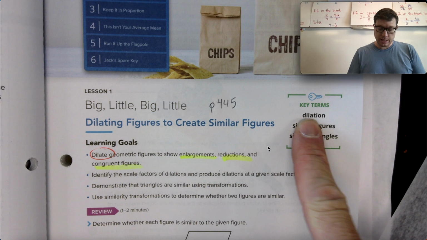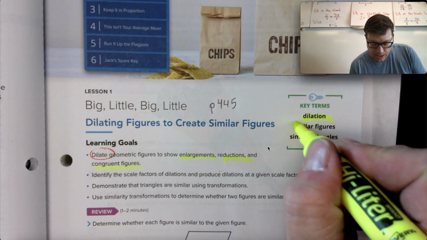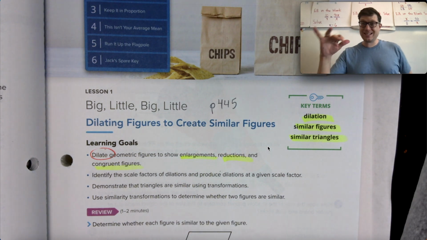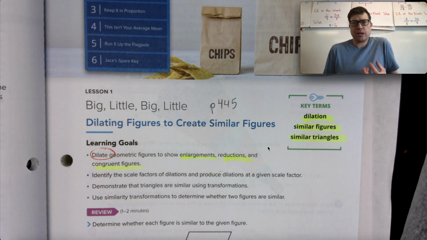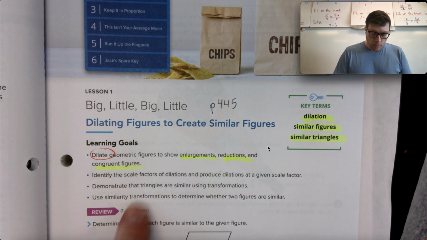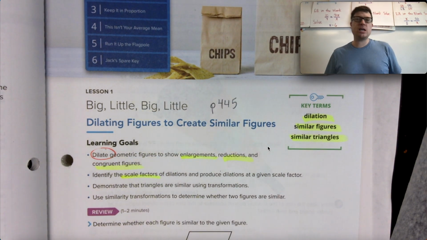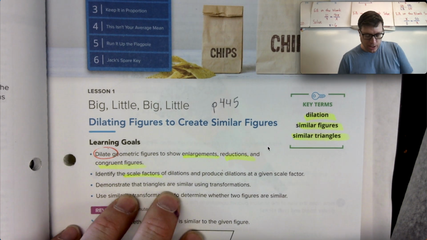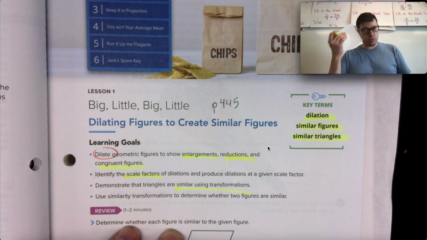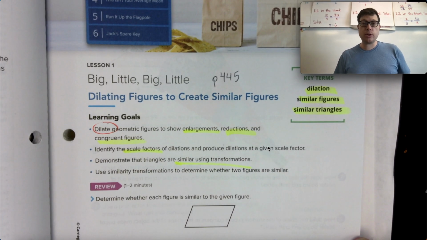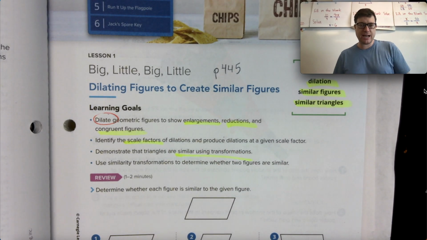Our key terms: dilation, similar figures, and similar triangles. And I encourage you to watch the shorts that go along with these lessons so that you can see how those words are being used to help you with the homework. We're going to identify scale factors of dilations and produce dilations given a scale factor. We're going to demonstrate that triangles are similar using transformations, which is why we have the tracing paper for that. We're going to use similarity transformations to determine whether two figures are in fact similar.